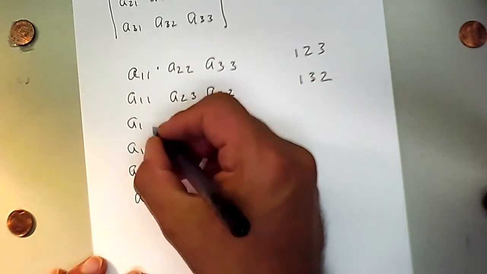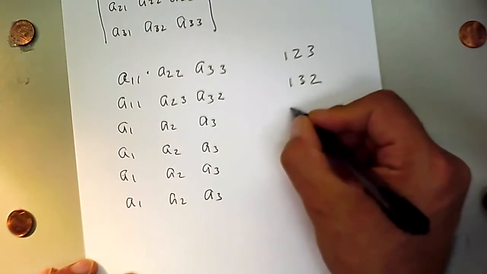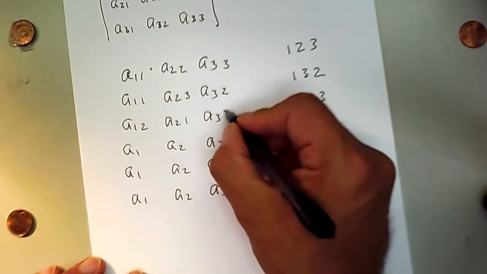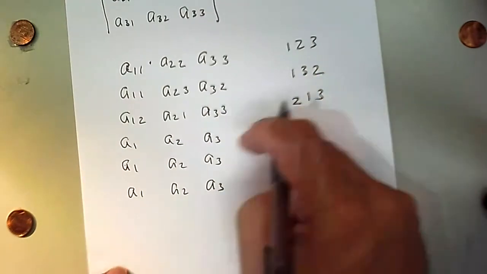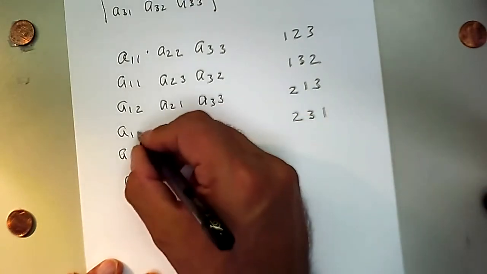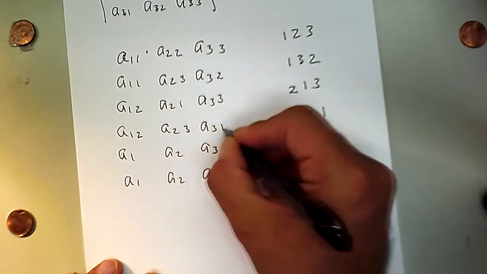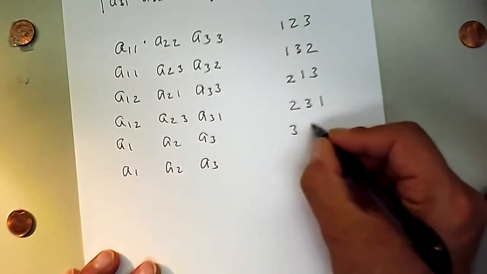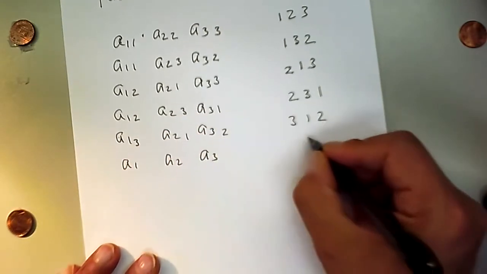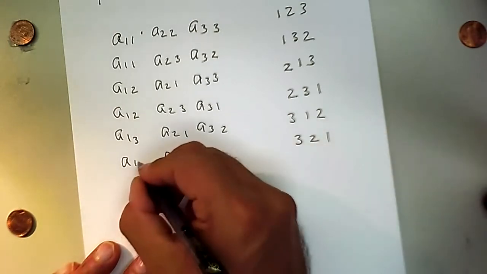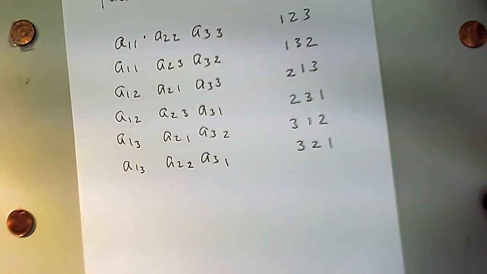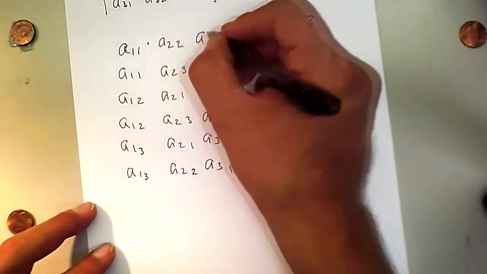Now we're going to have one that starts with 2 as far as the permutation, such as 2, 1, 3. Perhaps that is easier if we go from the permutations to that. 2, 3, 1. 3, 1, 2. 3, 2, 1. Okay, so now we have those products.